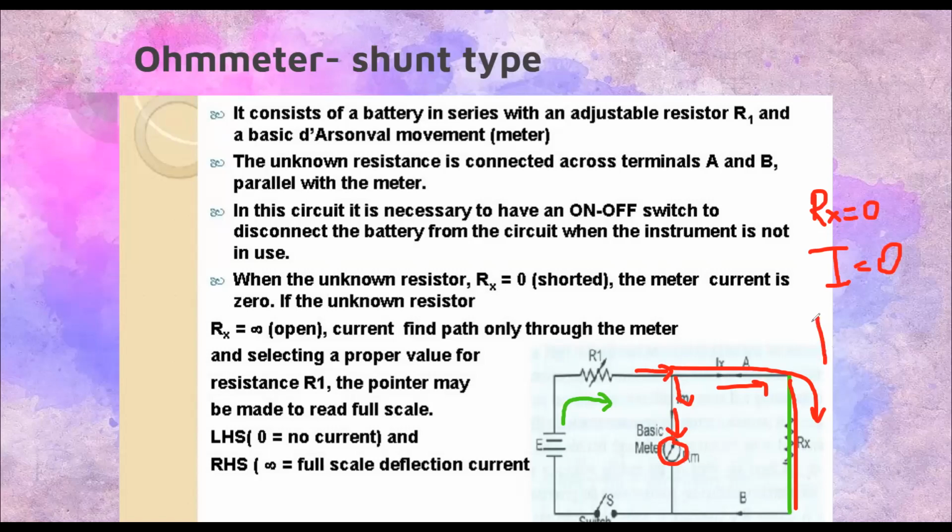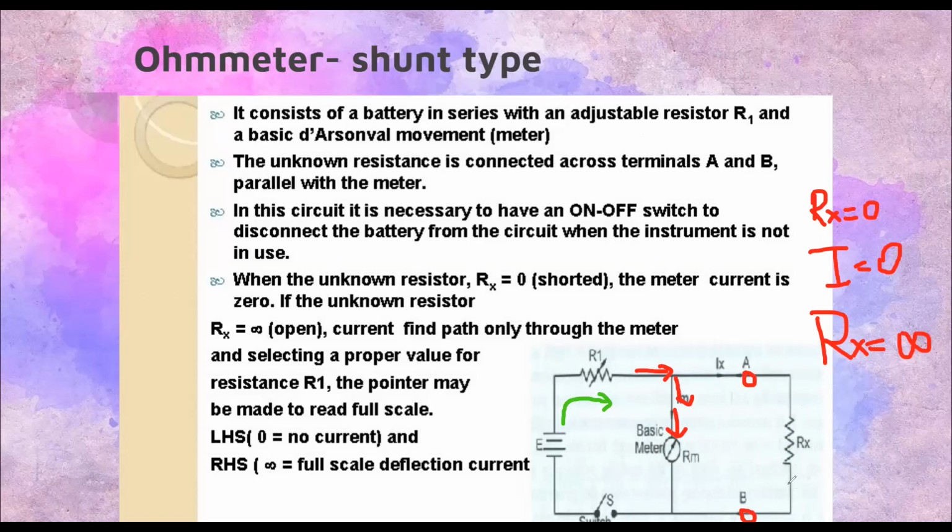Okay, now the second case, when Rx is equal to infinity. When Rx is equal to infinity, what will happen? One minute, let me just erase all this. When Rx is equal to infinity, obviously this is going to be open, all right? A and B, the two terminals, are going to be open. Nothing is going to happen here. It is open.